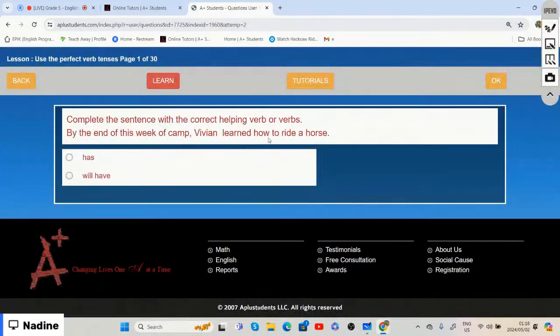All right, let's rather do our test. We're going to say if it is has, had, or will have. We need to complete the sentence with the correct helping verb or verbs.